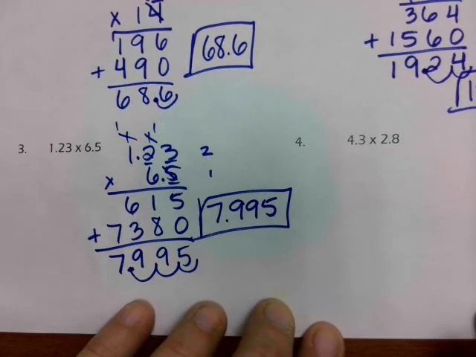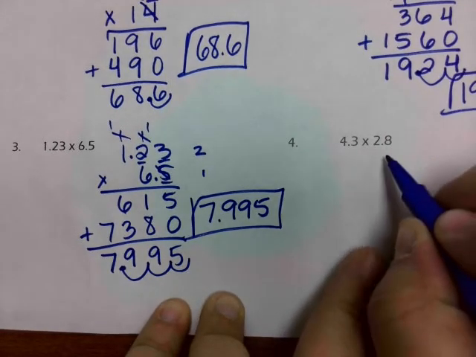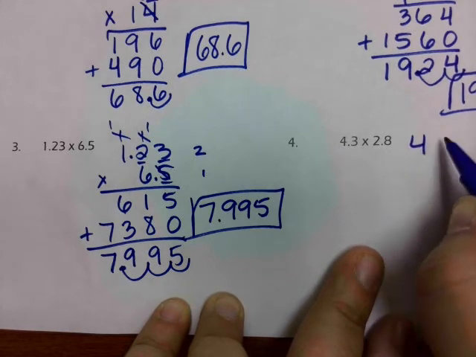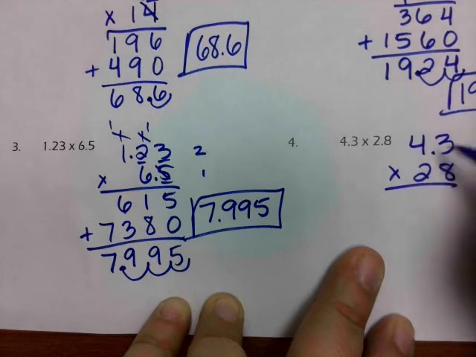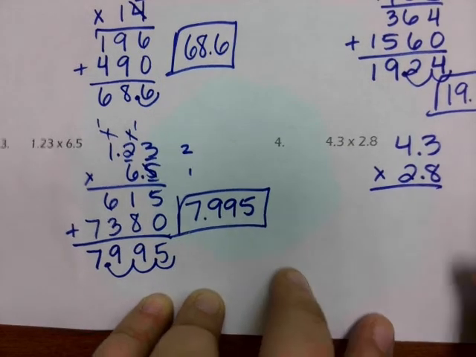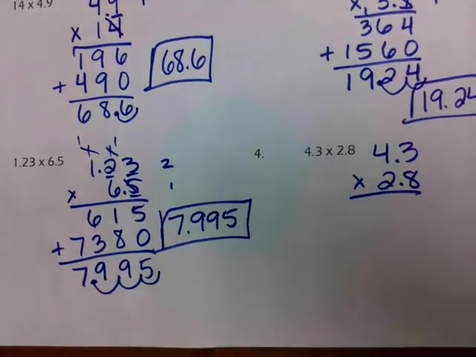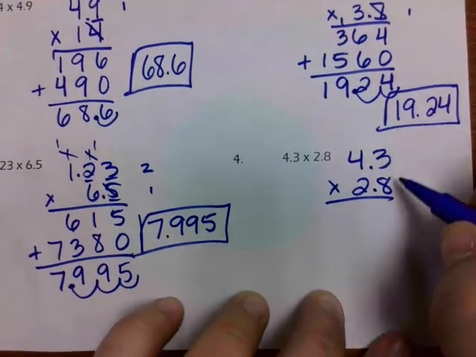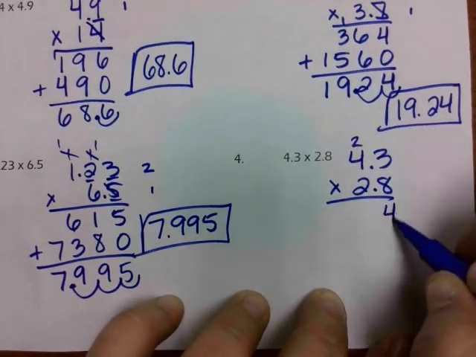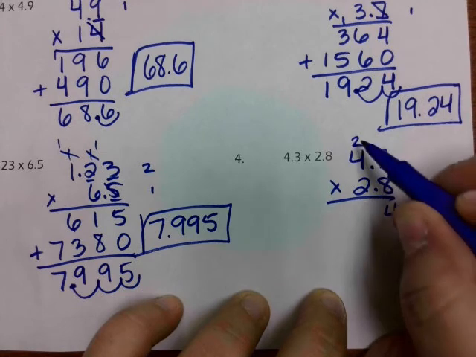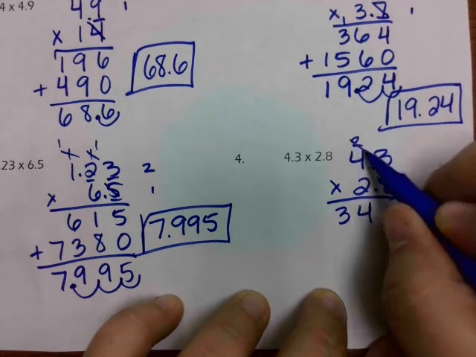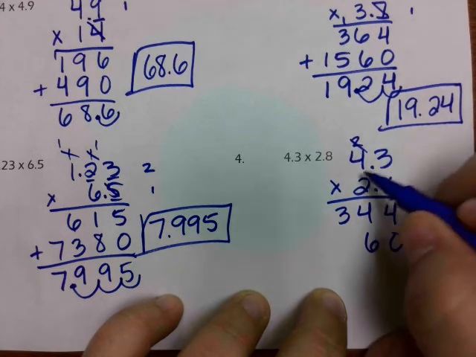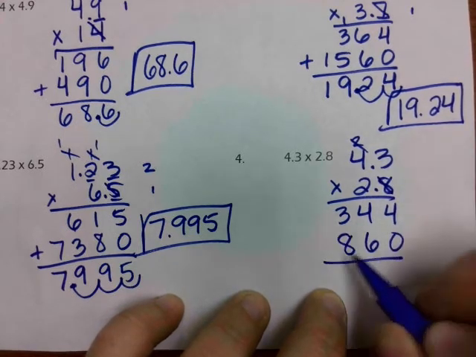Alright, and then the last one you should have already done is put 4, 3, 2, 8. Then place my decimal points. They line up, and that's okay. Alright, we get 24. That's 32 plus 2 makes 34. We get 6. We get 8.